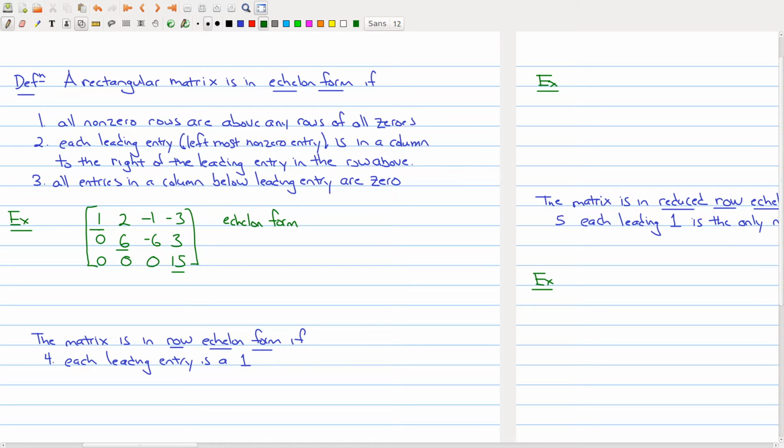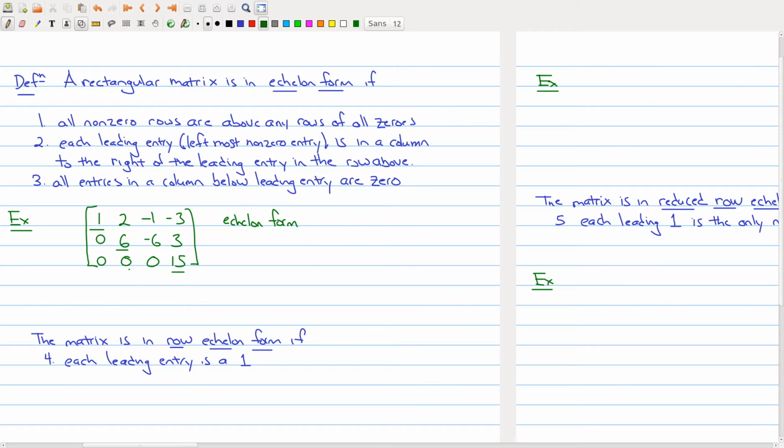in the row above. And then all entries in a column below a leading entry. So all here, 1 is a leading entry, 6 is a leading entry, 15, and everything below that is a 0. Okay. Now there's actually more terminology that we may want to put on our matrix into this shape. The next terminology refines this.